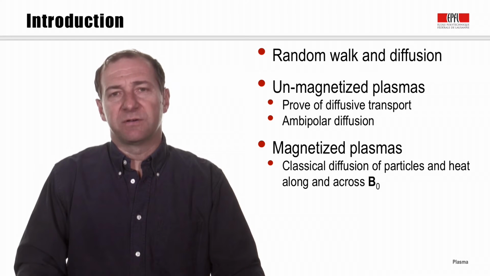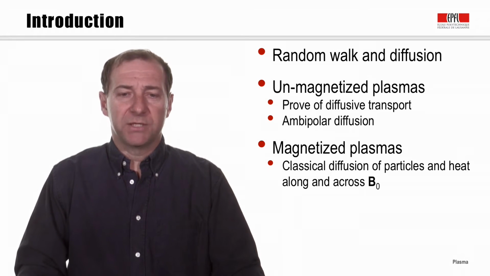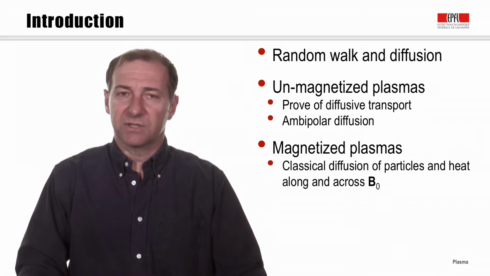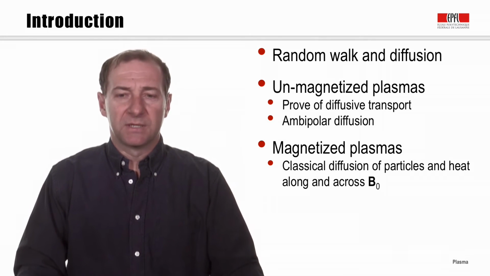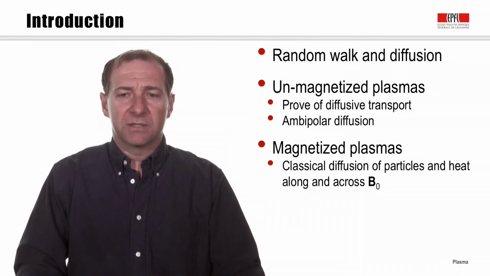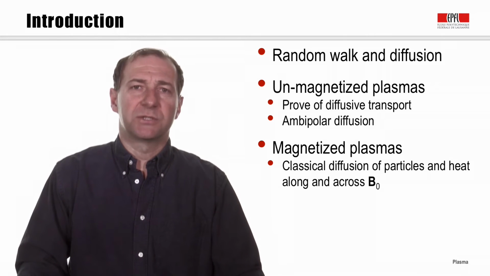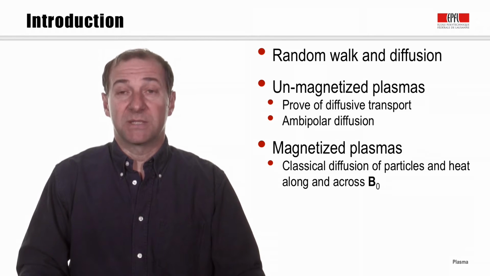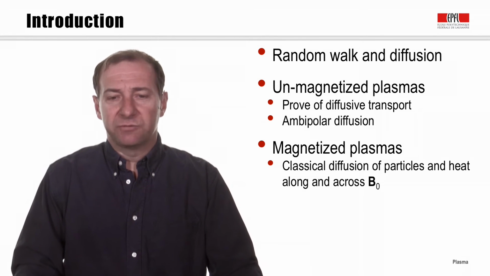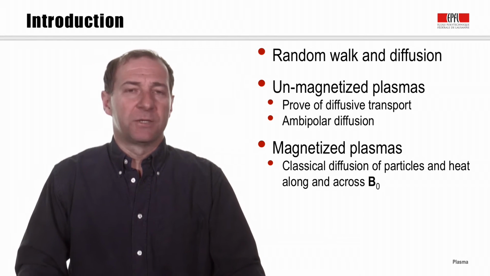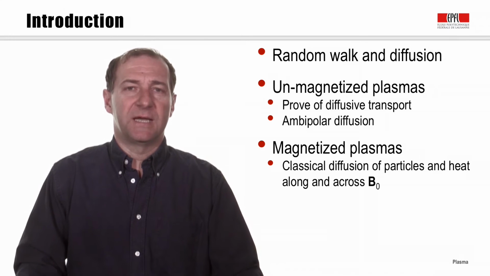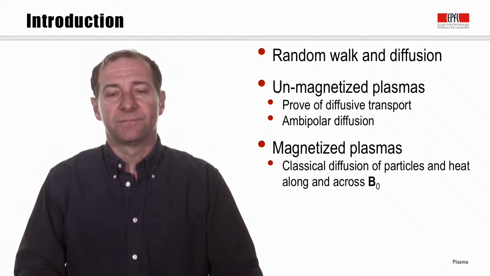We will treat the case of magnetized plasmas on the basis of the random walk concepts, so a very simple mathematical treatment, and we will distinguish particle and heat transport and parallel and perpendicular directions with respect to the ambient magnetic field. Naturally, for a magnetized plasma, cross-field transport is the crucial element for confinement.